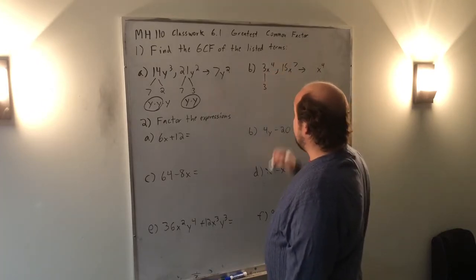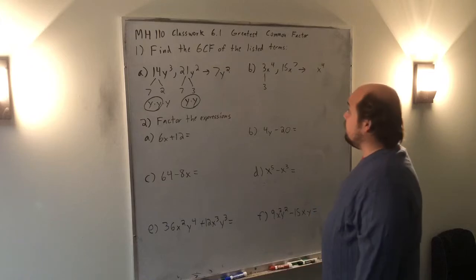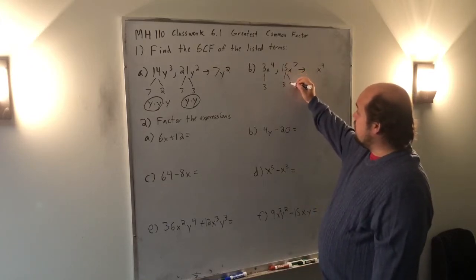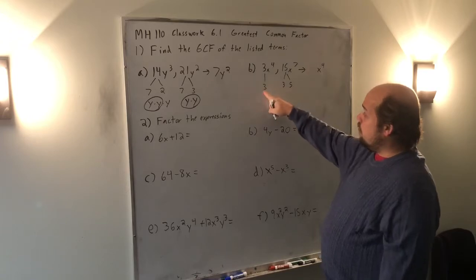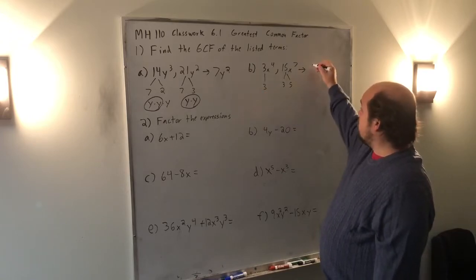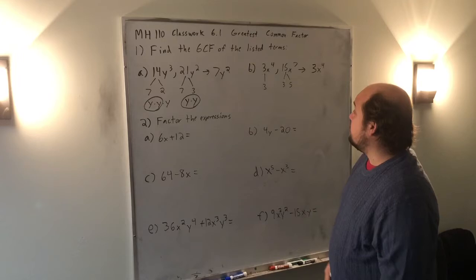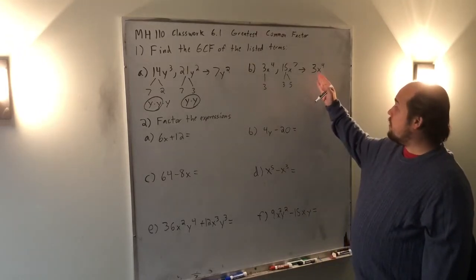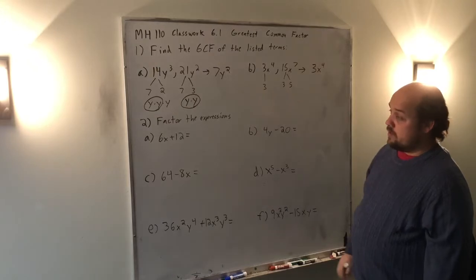When I break down 3, there's no way to break it down further. It's just 3 times 1, so the prime factorization of 3 is just 3. For 15, I can write it as 3 times 5. Here the overlap is 3. That's why the greatest common factor has 3 as its coefficient. So my final answer for greatest common factor is 3x to the fourth.